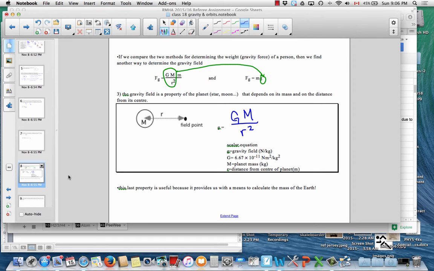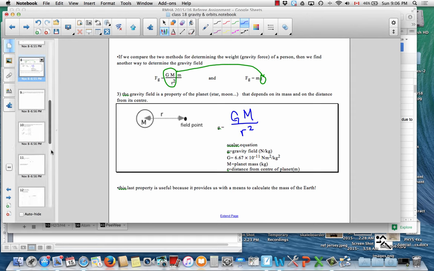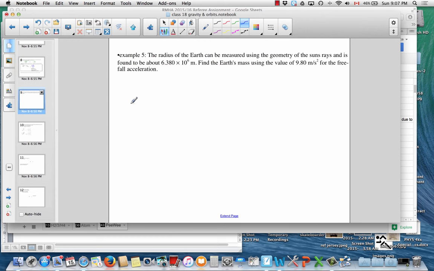But of course, finding planetary masses wouldn't be easy. I mean, what sort of scale would you use for that? So, in fact, one of the most useful applications of this is to actually find the mass of, say, the Earth, because we know what the free fall acceleration is, and we know what the radius of the Earth is from other measurements.